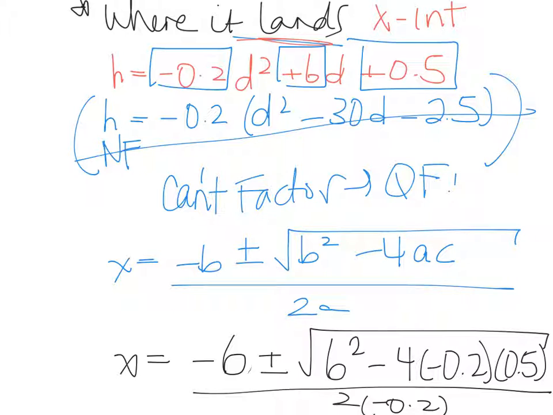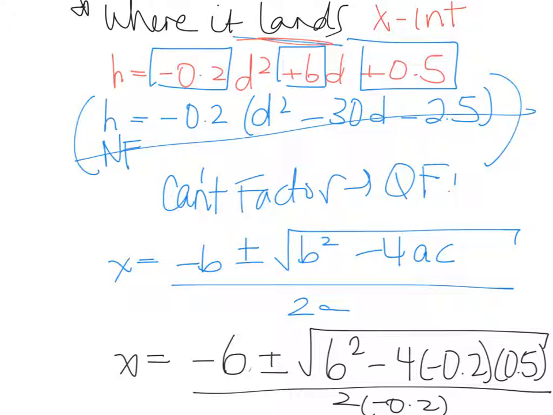So what are we going to do? We're going to multiply it out. In your calculator, type in 6 squared or 36 minus, and make sure that you use brackets. You can do this in your head, but if you can't, multiply 4 times 0.2 times 0.5 in your calculator. That's 0.4, because this is the same thing as saying 0.1 times 4. And we're going to add, because a negative times a negative is a positive. You're going to add that to 36. So the simplified equation is negative 6 plus or minus the square root of 36.4 over negative 0.4.